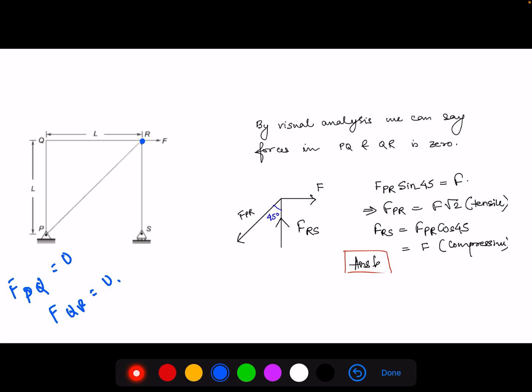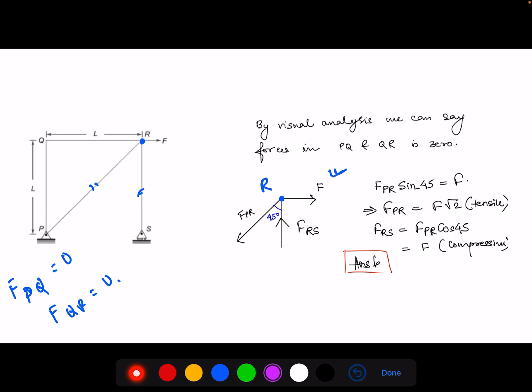Force F that is acting on the joint R, the force in the member PR, and the force in the member RS. So let us draw the forces. Okay, this is the joint R, right? Force F is acting towards right. Now what will be the direction of force PR and RS? We can easily determine it by looking at the figure, right?